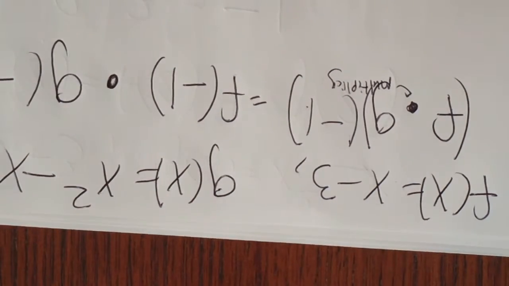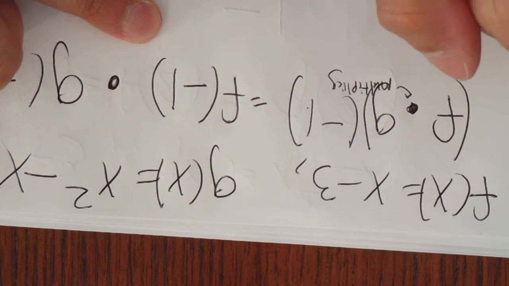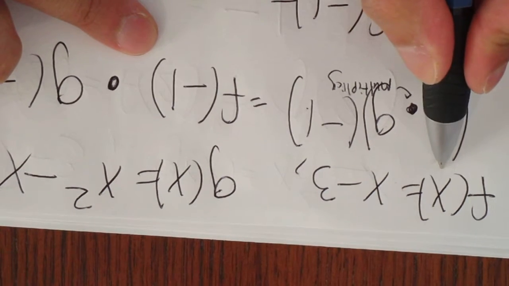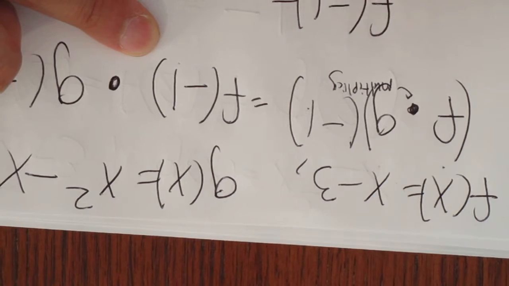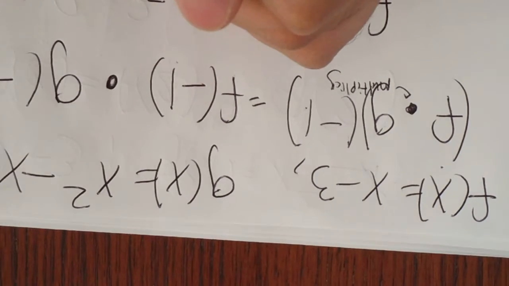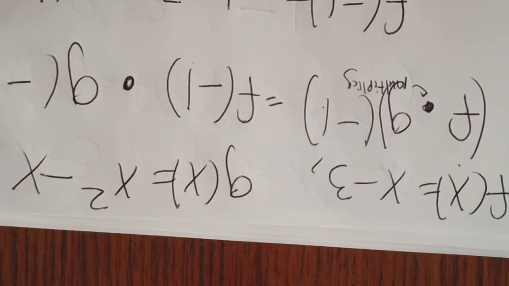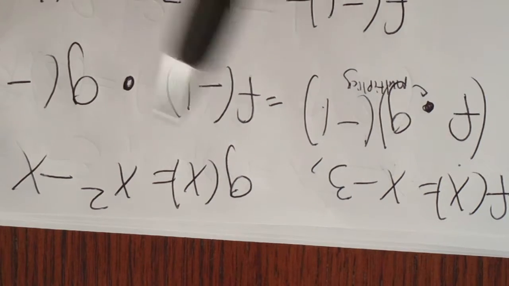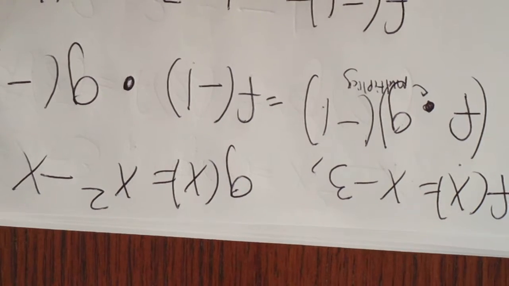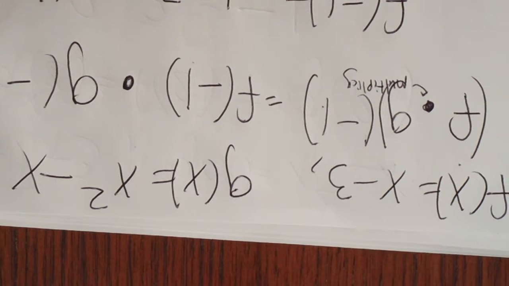Like the last problem, we have to figure out what f of negative 1 is. So f of negative 1 equals, just plug in negative 1 for the x, so it's negative 1 minus 3 equals negative 4. And then g of negative 1 is, plug in negative 1 into the function g of x, so it's negative 1 squared minus 1, and what's negative 1 squared? 1.